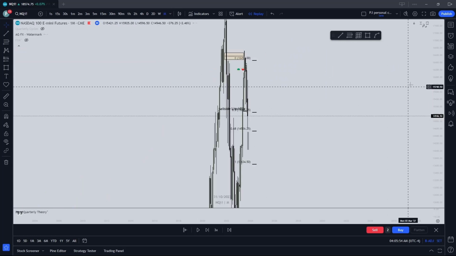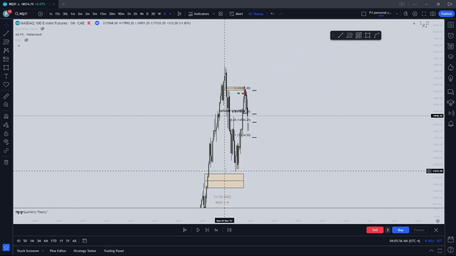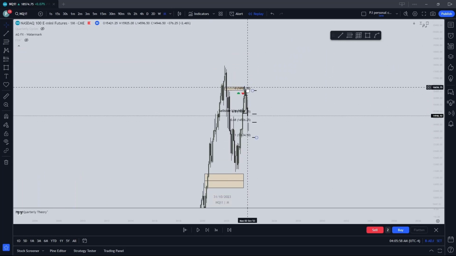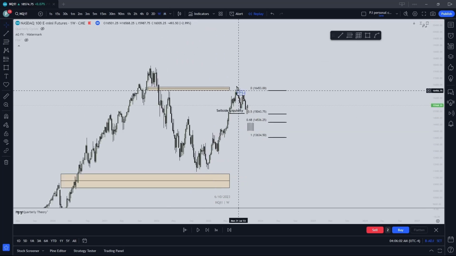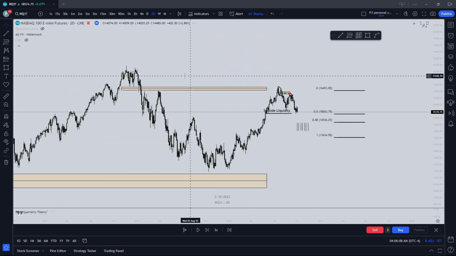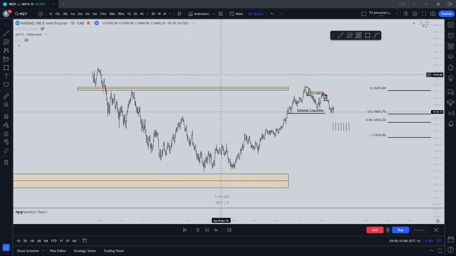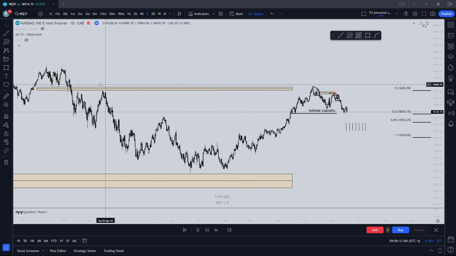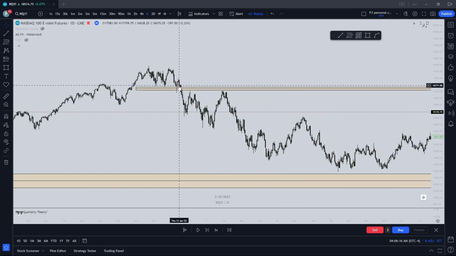So we saw on the monthly, we started delivering bullishly, but then started delivering bearishly from a monthly fair value gap. Weekly as well. Excuse me. As well as the daily order block. Screen candle right here.